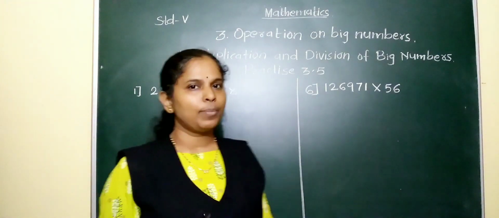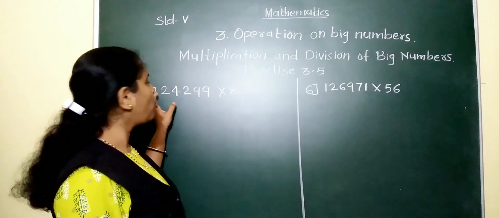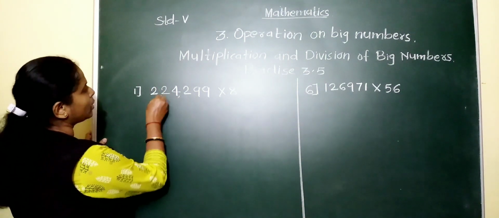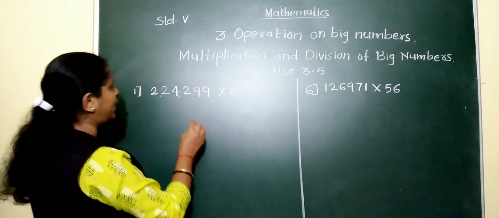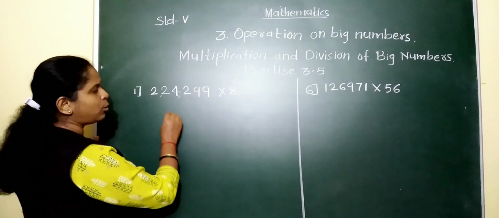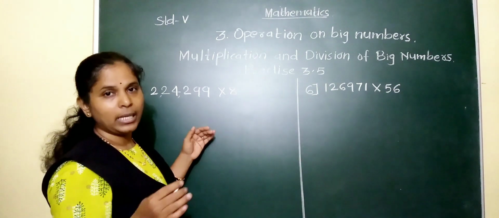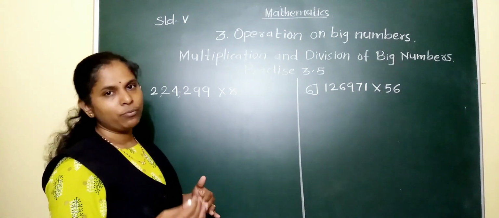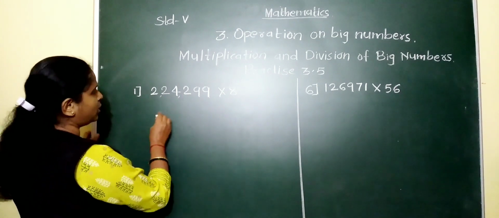We'll solve practice 3.5. Okay. In practice 3.5, first is this number, 2,24,299 multiplied by 8. So you can draw columns also and you can draw without columns also. But in our textbook they have shown with the columns. So we will go with that method. Okay. So this is a 6-digit number.